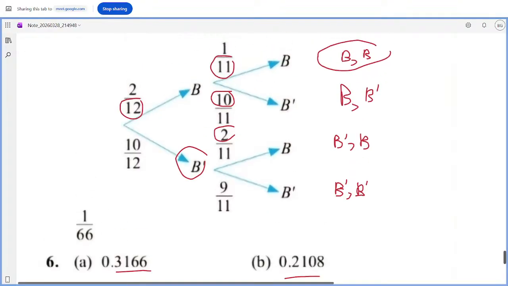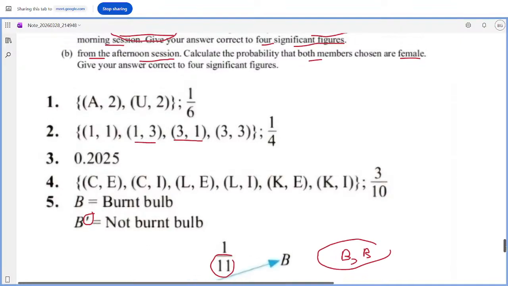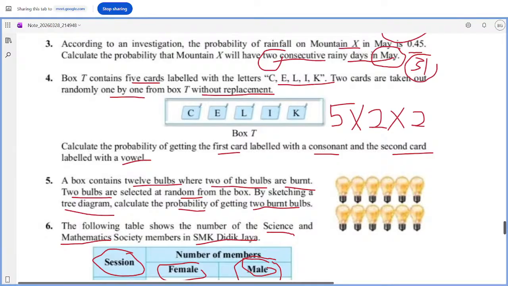Are you clear, guys, with this question? Part B, simple, can get. Can savior? Oh, I'm the savior, is it? Savior for this topic. Simple or not, guys? Simple, right? Understand? Okay, good.